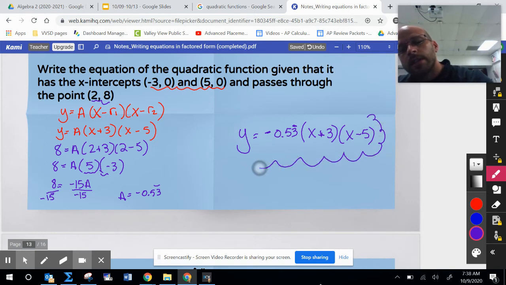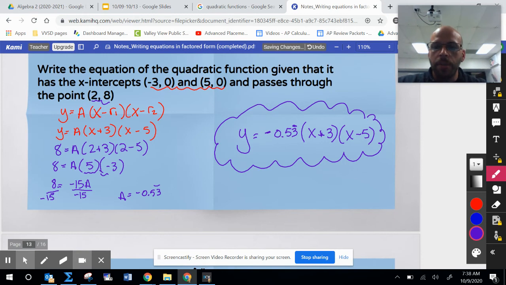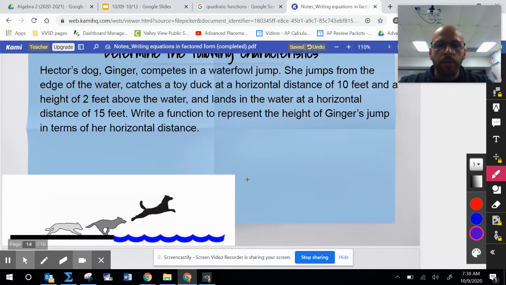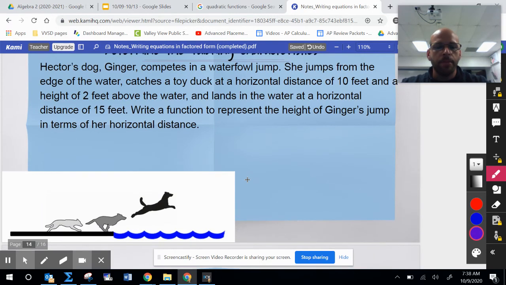And this is the equation for the quadratic that has those x-intercepts and passes through that point. It is the only quadratic that has that, okay? All right, so I have a little word problem here. I'm going to show you that this is the same. It says Hector's dog, Ginger, competes in a waterfowl jump.